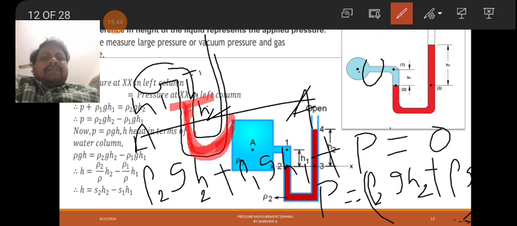So this is about simple manometers. We have seen the piezometer, then the U-tube manometers. In the U-tube manometer, the liquid is at the same level for measuring gauge pressure, and at different levels for measuring vacuum pressure. I hope you are understanding this concept, pressure measurement by using manometers.